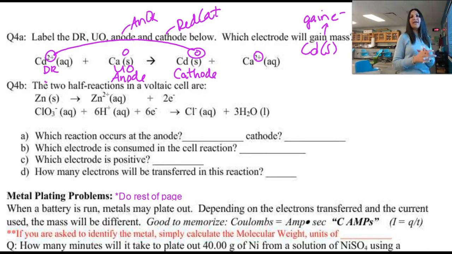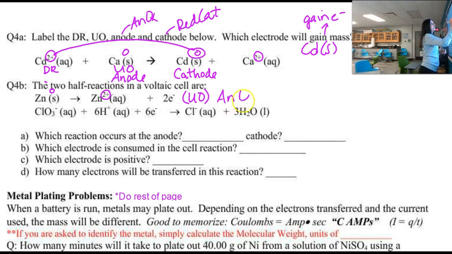Which reaction occurs at the anode? Now, once you figure out one, you can figure out the other one. So we only have to really figure out one of them. The zinc is going from a 0 charge to a +2, which means our charge is going up. So that's going to be LEO, and if it's LEO, then we know that's our anode.